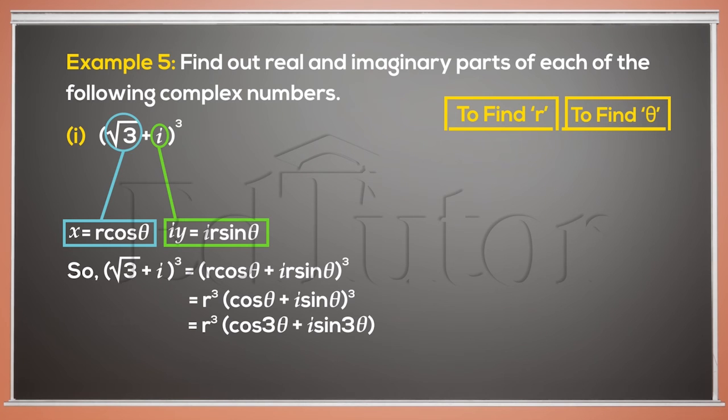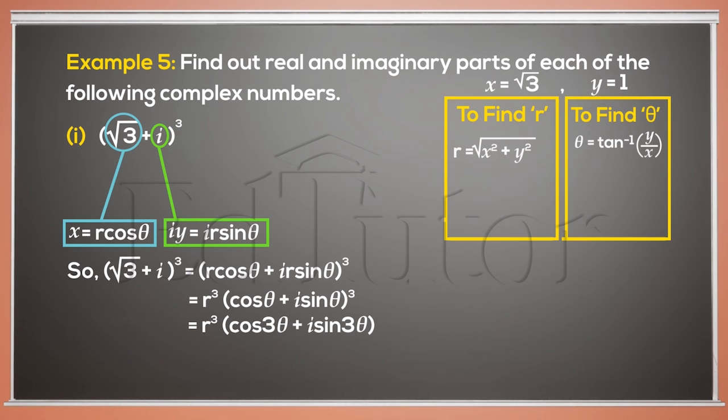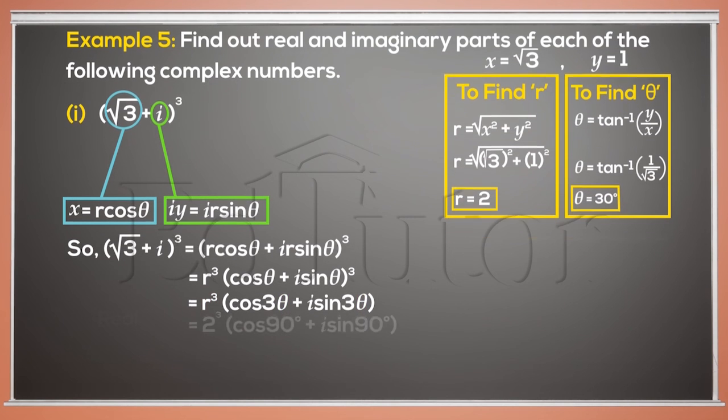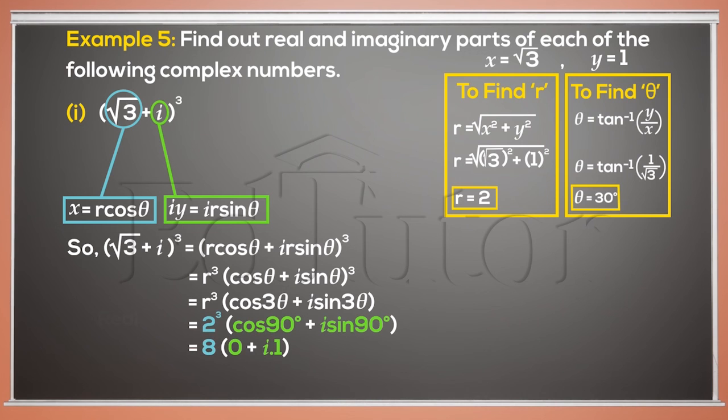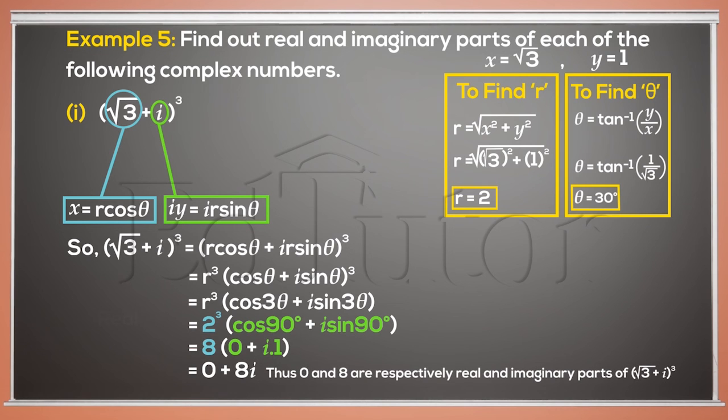For that, we already have the values of x and y equal to square root 3 and 1, as well as the required formulas to find r and theta. So, what are we waiting for? Just substitute the values and obtain r and theta. Then plug these back into the expression where we had left it. We get this, where 2 cube becomes 8, cos 90 becomes 0 and sin 90 becomes 1. And by multiplying the bracket with 8, finally our real and imaginary parts have been identified.